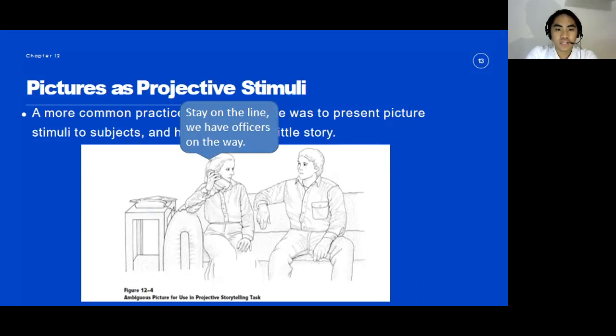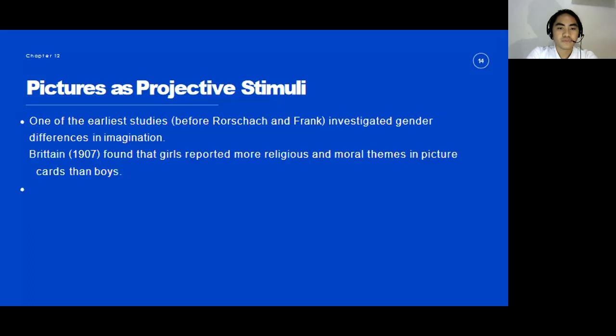What about this one coming from the telephone? "Stay on the line. We have officers on the way." So I'm thinking more of violent imagery, conflict, or anger. And from that picture, I hope you made your own story. You can see how, as it rolls on across a lot of images, there is a recurring theme that's something you want to pick up on.